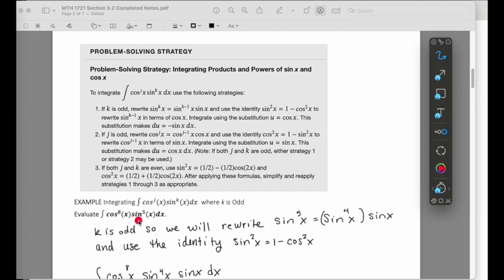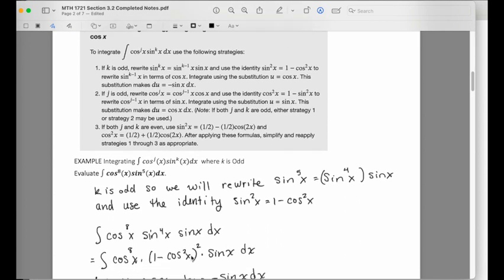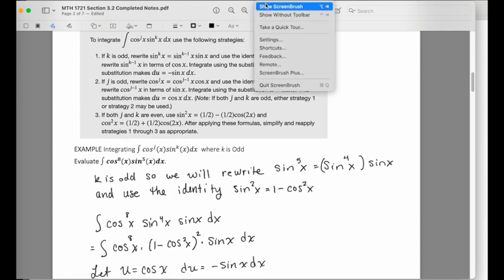We're going to integrate cosine to the 8th times sine to the 5th. So in this case, 8 is our J and 5 is our K. So we're looking for when J is even and K is odd. All right, so that would be this first method right here. So we're going to rewrite sine by writing it as 1 less power times sine x. So that's what we're going to do here.